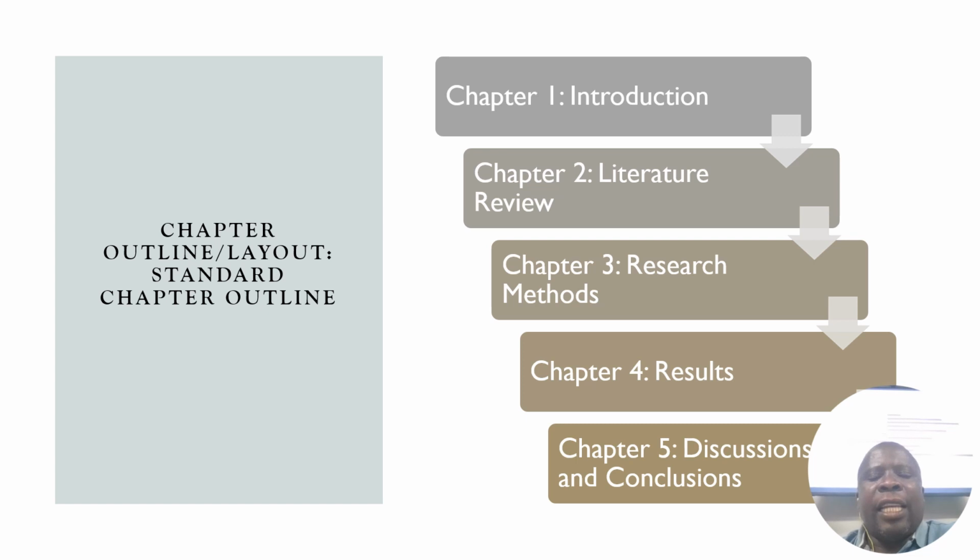And this is the standard layout that you can always see in most institutions. The first thing is chapter 1, which is the introduction. Chapter 2, the literature review. We have talked about literature review in our last presentation. If you've never listened to that, you need to go back and listen to that one. Also, chapter 3, research methodology. We talked about research methodology. Then chapter 4, results, and chapter 5, discussion and conclusion.